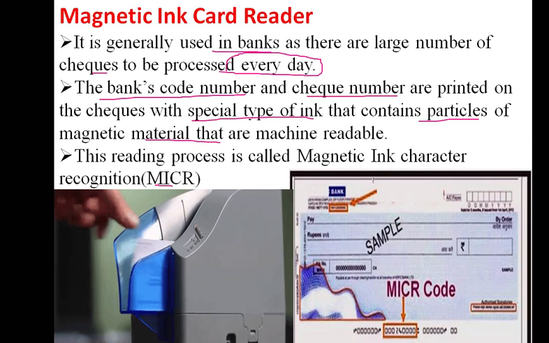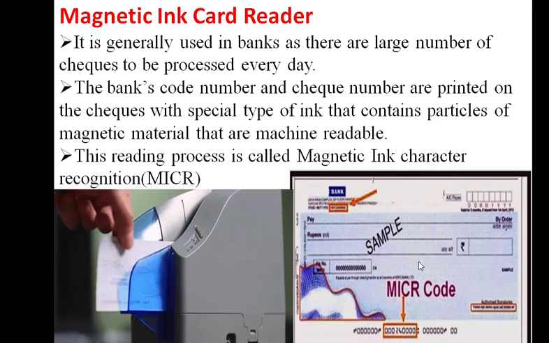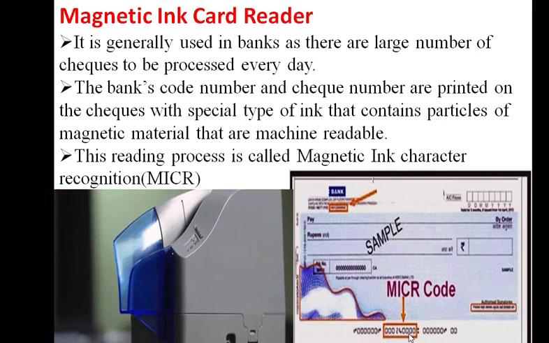See here, this is a sample check. Here you will get the MICR code. Okay, and this is a magnetic ink card reader. Here we can insert our check and it will be automatically read by this device, the magnetic ink card reader.